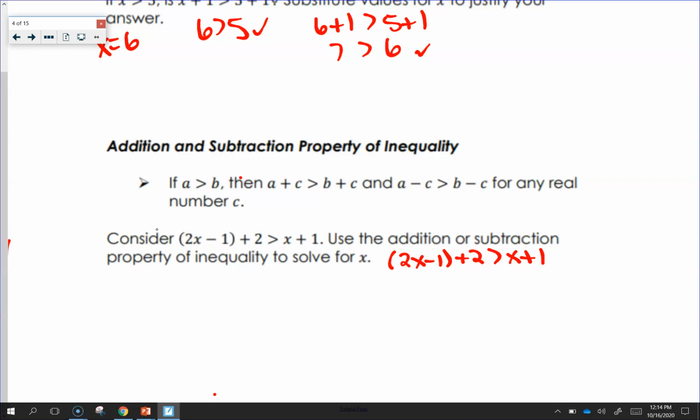So I've got to move stuff over. There are parentheses, so I should look there first. Can I combine anything in my parentheses? No. I can't do anything with it, but that is where I should look first. So what should I do? Okay, the 2 on the outside, how can I move that? Good, yep. So now I have 2x minus 1 is greater than 1 minus 2, which is negative 1.